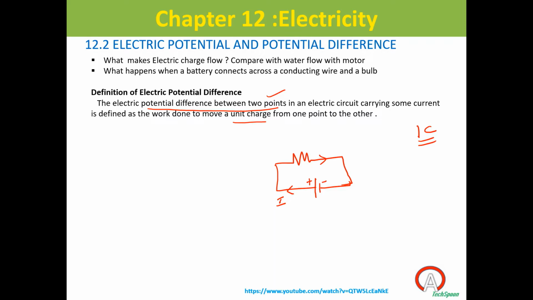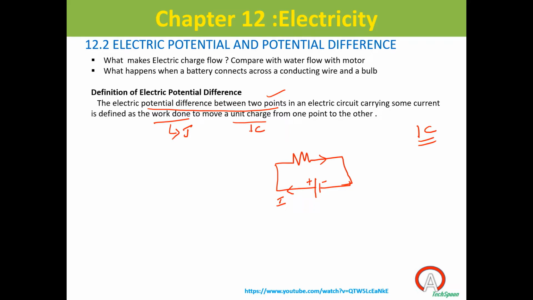Work done is joule and charge is coulomb. Okay. The unit of work done is what? We will explain in joule. Joule. Okay. Then unit charge is 1 coulomb. Coulomb. Okay.